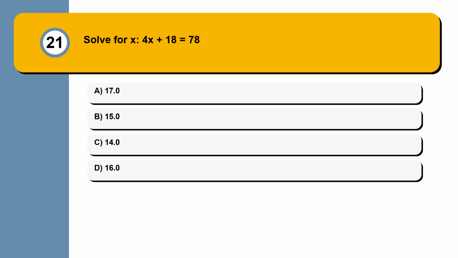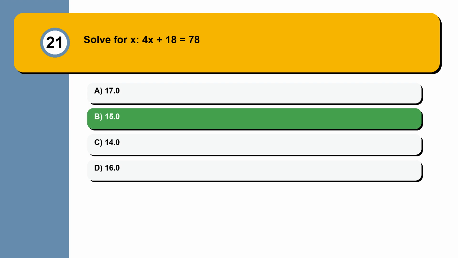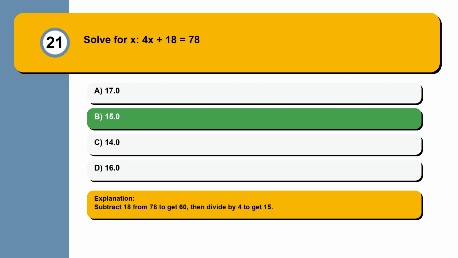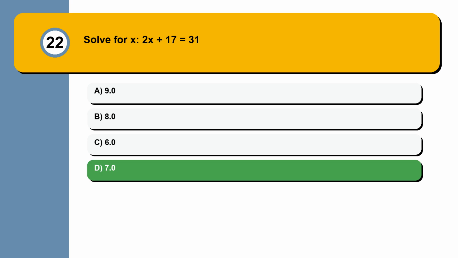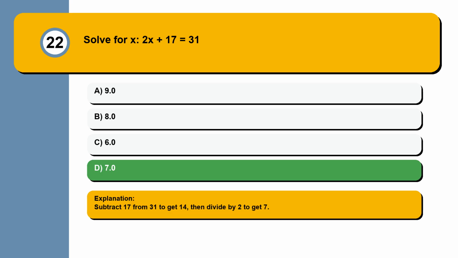Question 21. Solve for x: 4x plus 18 equals 78. 17.0, 15.0, 14.0, 16.0. Subtract 18 from 78 to get 60, then divide by 4 to get 15. Question 22. Solve for x: 2x plus 17 equals 31. 9.0, 8.0, 6.0, 7.0. Subtract 17 from 31 to get 14, then divide by 2 to get 7.